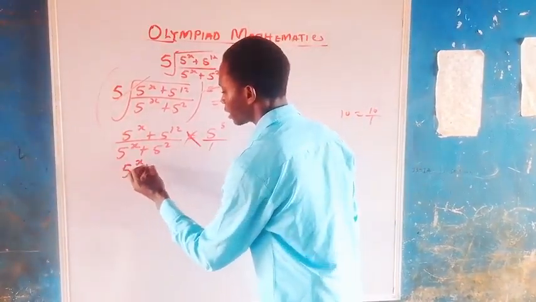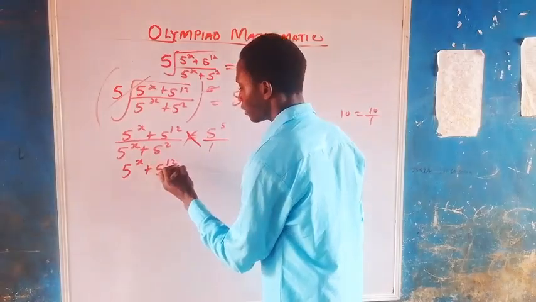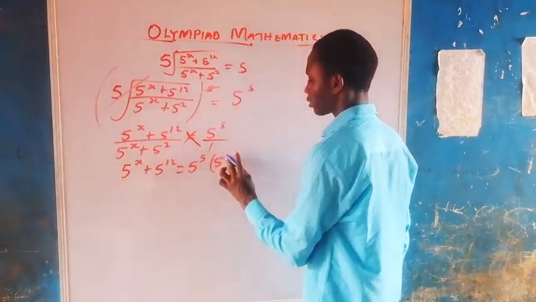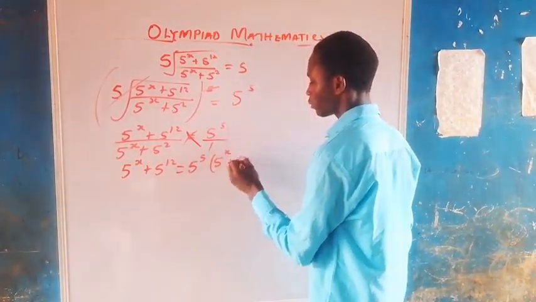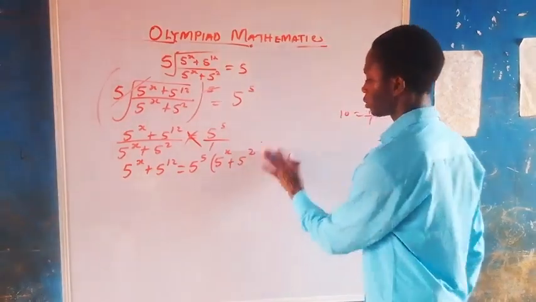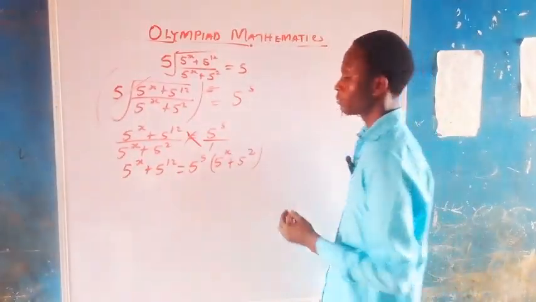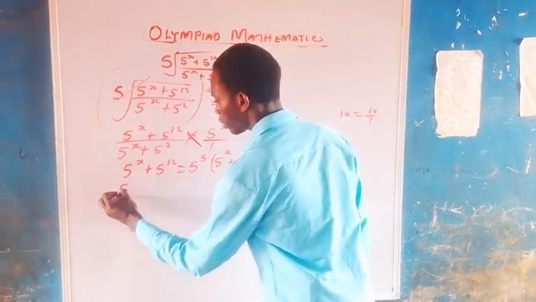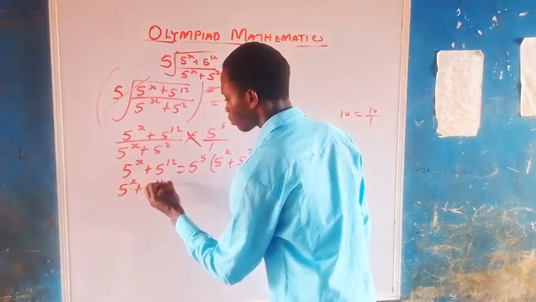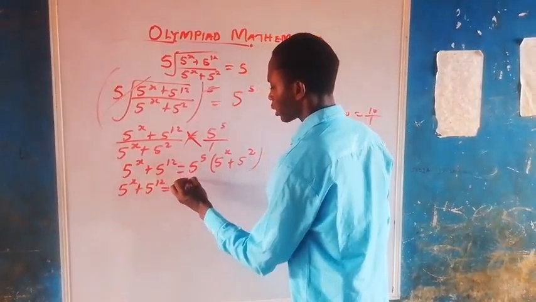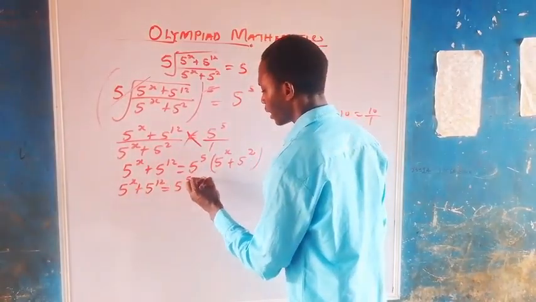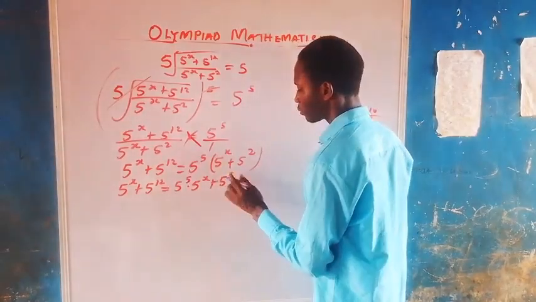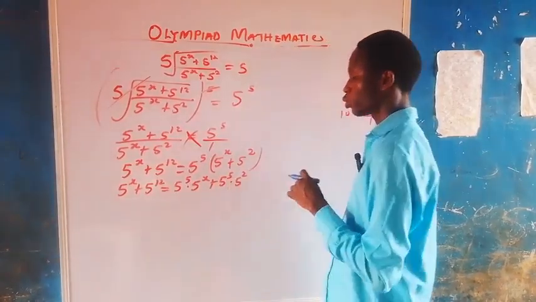So I'm having 5 to the power of x plus 5 to the power of 12 equals 5 to the power of 5 into bracket of 5 to the power of x plus 5 to the power of 2. That's beautiful now. You can see this is getting simpler. So what I'm going to do now is expand this bracket so that the bracket will be left off, and then I'll be having 5 to the power of x plus 5 to the power of 12 equals 5 to the power of 5 multiplied by 5 to the power of x, plus 5 to the power of 5 multiplied by 5 to the power of 2, sorry for that.